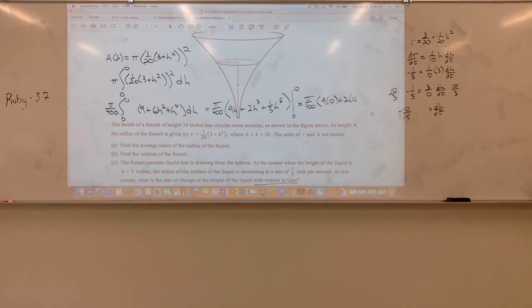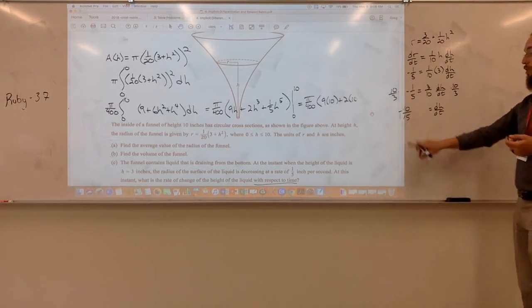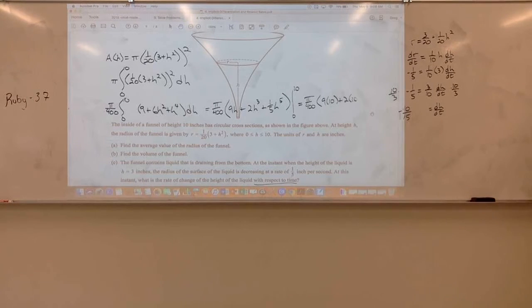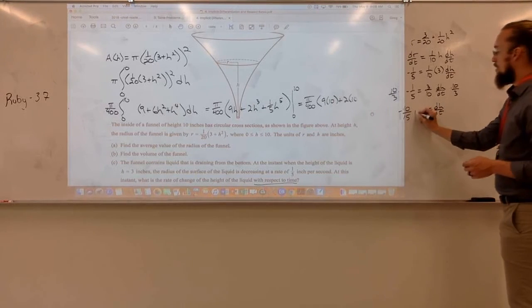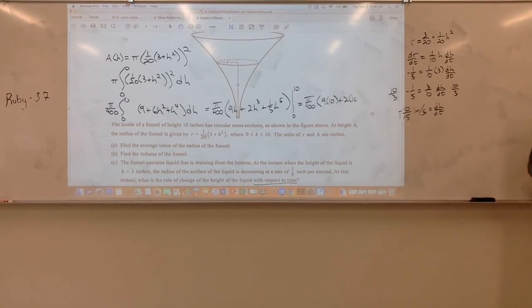We would want to tack on units. So what would my units be for the rate of change of the height? Inches per second. Obviously, we could reduce this, but don't try to reduce it. Just leave it as negative 10/15.